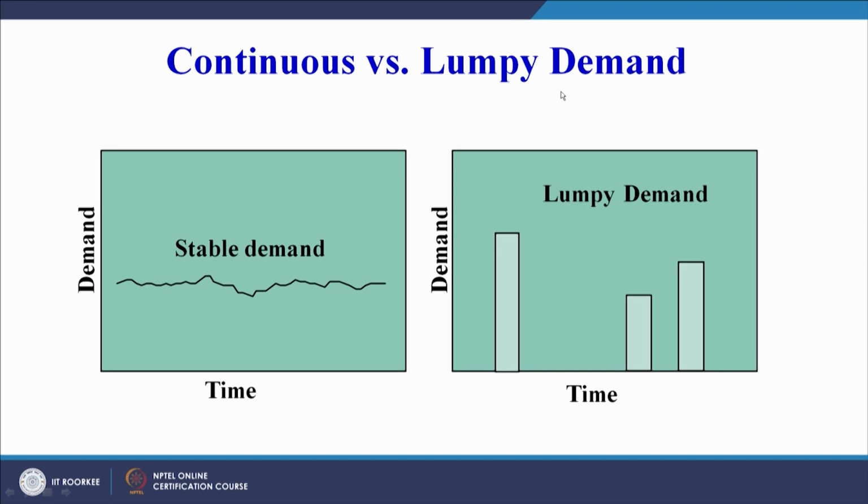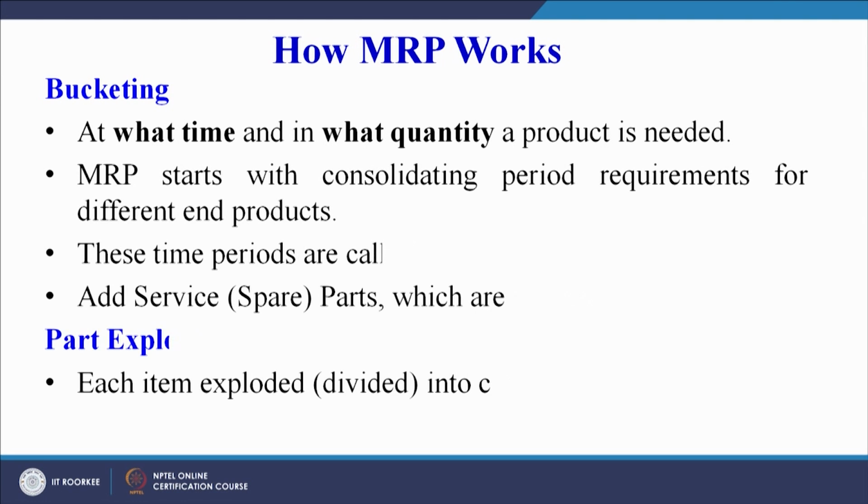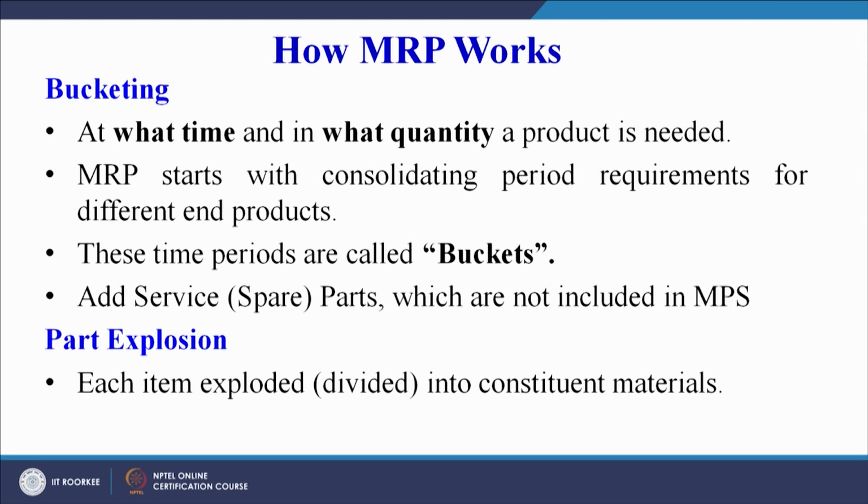Now this is continuous versus lumpy demand. Our MRP system will work perfectly in case of a stable demand, but will have to be adjusted in case of a lumpy demand. Now, how does MRP work? There are a few terms that we must know. The first term is bucketing. What is bucketing? At what time and in what quantity a product is needed. That is the answer we try to look at. MRP starts with consolidating period requirements for different end products. These time periods are called buckets.